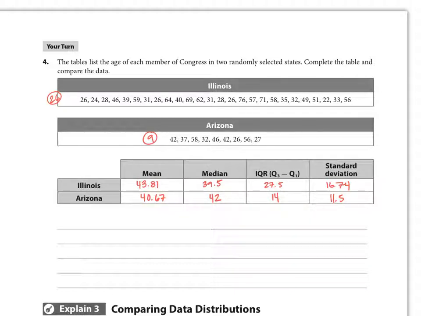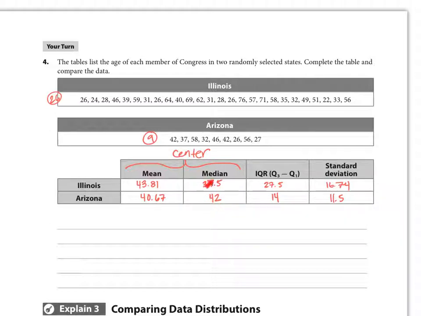I'm going to first talk about the mean and the median. These are the measures of center. For Illinois, it has the higher mean, but Arizona has the higher median. Now this is going to be a little bit inconclusive for us. These are ages, remember, the center of the ages, like the average age of a member of Congress. So we can't really say much here. We could say that if we think the mean is more accurate, Illinois has, on average, older members of Congress compared to Arizona. If we think median is more accurate in this case, then Arizona has older members on average.